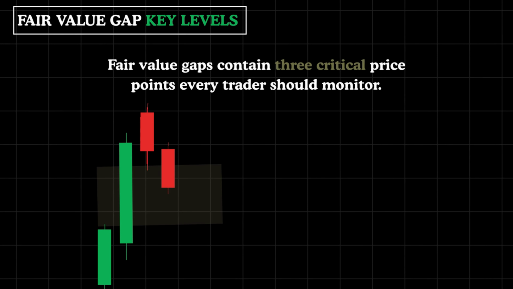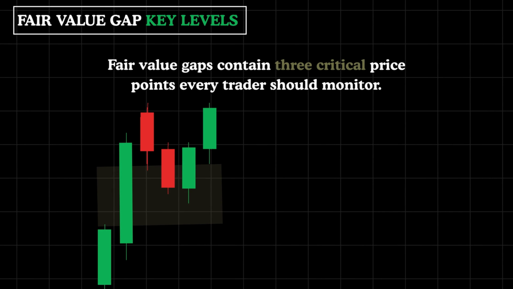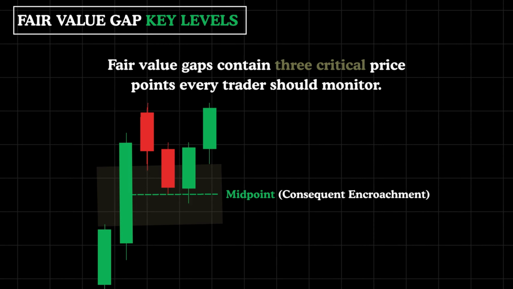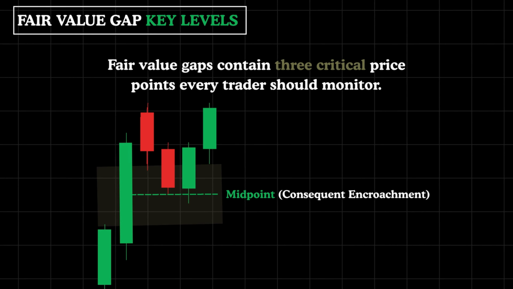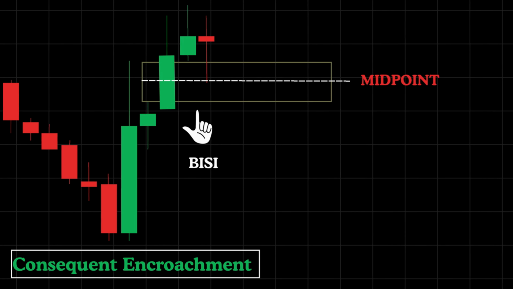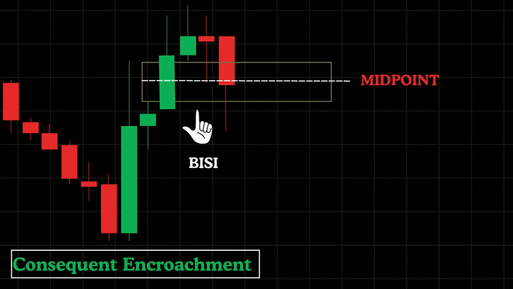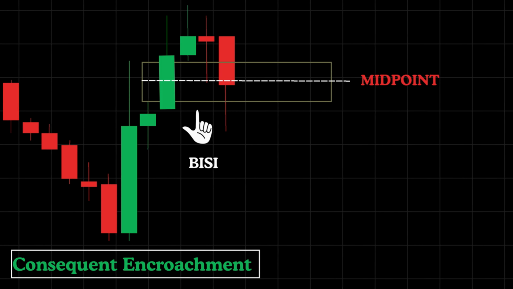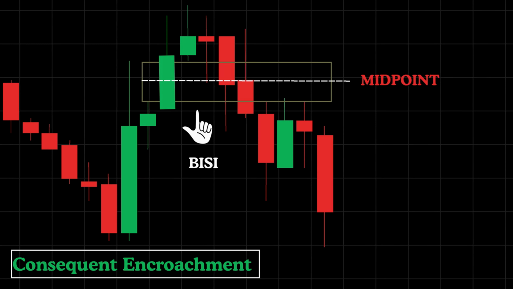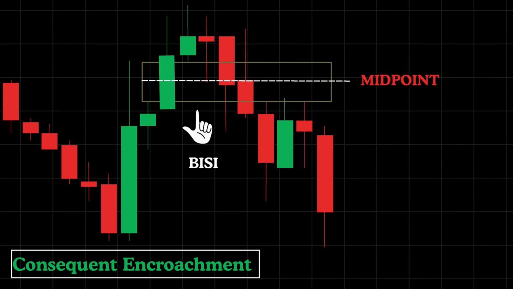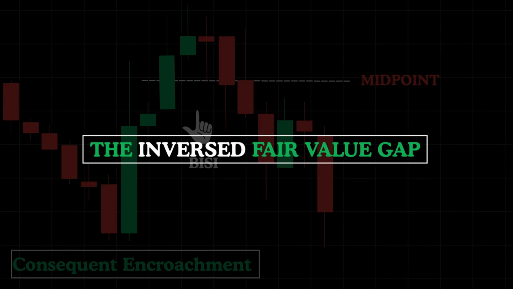The midpoint of the fair value gap is the most important because it marks the 50% level of the gap. If price revisits the fair value gap and respects this midpoint, it's typically a strong sign that price will continue moving in its original direction. For example, with a bullish buy-side setup, if price moves back into the gap and pushes past the midpoint without showing any rejection, it often signals that the bullish imbalance is no longer valid and the market is likely to drop further.